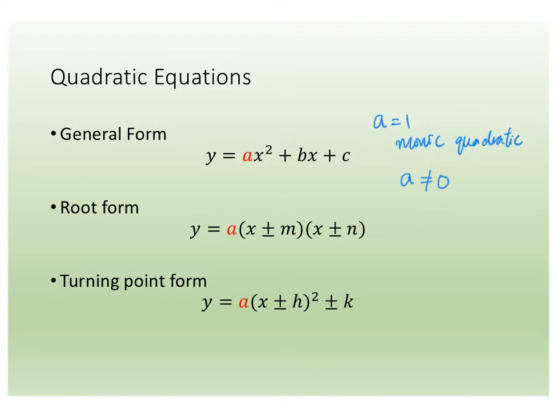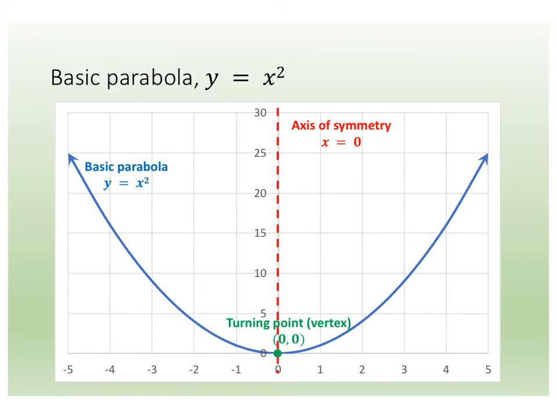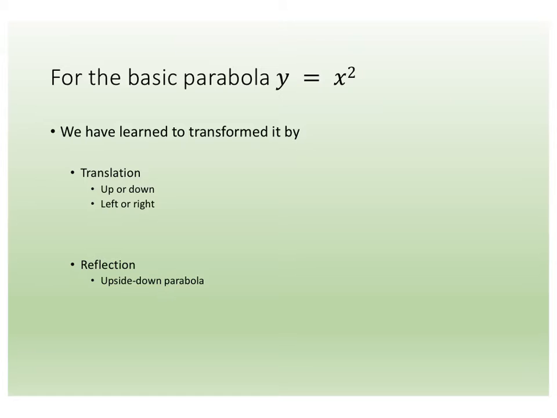Alright? So, the basic parabola. You know that it is a concave up shape and the axis of symmetry is x equals 0. The turning point is at the origin. So from there, you know how to translate the parabola up and down, left or right, or a combination of both. You've also learned how to reflect the parabola, which is upside down parabola or concave down, or what I normally call the N shape. And then you have also learned how to translate the reflected parabola.